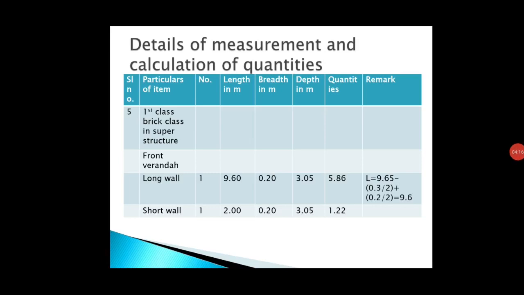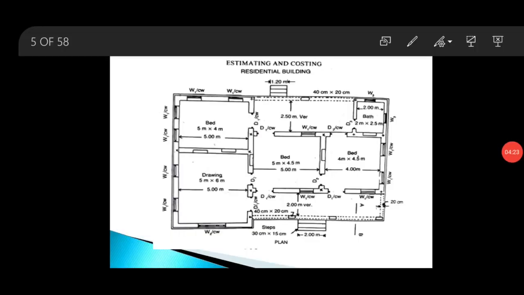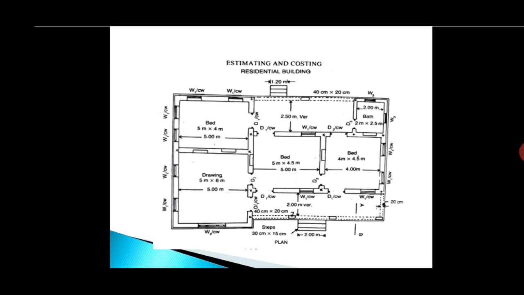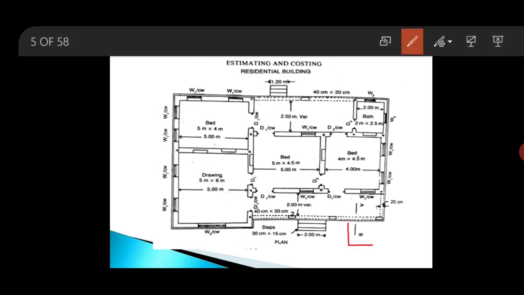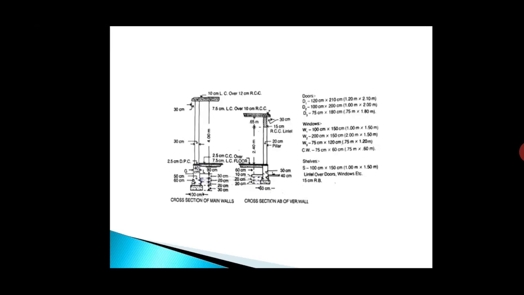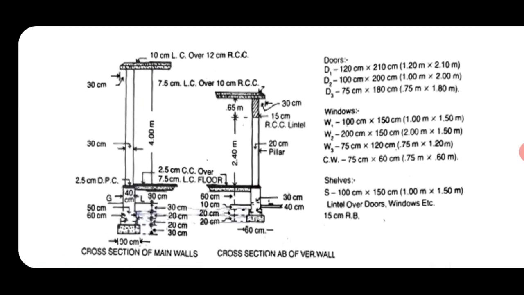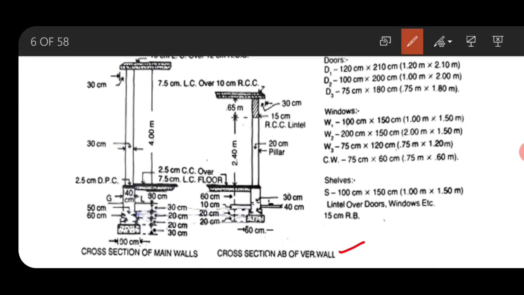So in the front veranda, at the window sill, this plan is taken at the window sill level. At the window sill level, there is no brickwork in the front veranda. Therefore, it is shown in dotted line. But you can see the cross-sectional diagram of this veranda wall.